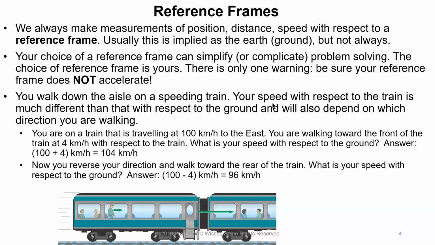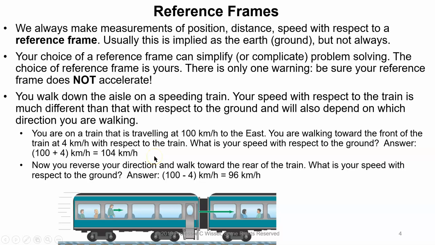Now, you can walk down an aisle on a speeding train. Your speed with respect to the train is much different than that with respect to the ground. Also depends on which direction you're walking. So suppose you're on a train that's traveling at 100 kilometers per hour to the east. You're walking toward the front of the train at 4 kilometers per hour with respect to the train. See, so that's the reference frame. What is your speed with respect to the ground? Okay, well, you're going in the same direction as the train. Okay, toward the front of the train, assuming the train is traveling forwards. And 100 plus 4 kilometers per hour equals 104 kilometers per hour.